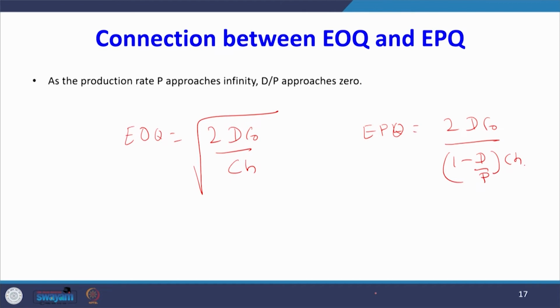So, what will happen as the production rate P approaches infinity? If this P value approaches infinity, this ratio becomes 0. There is a square root, so this ratio becomes 0, then it will become 2 D C naught by Ch. So, when the production rate approaches infinity, the formula for economic order quantity and economic production quantity are the same.